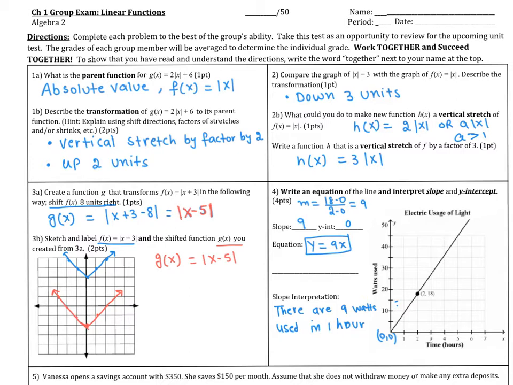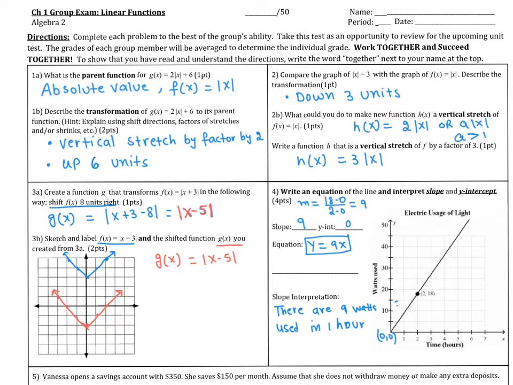So if the parent function is f(x) = |x|, then the 2 in the front means that it's a vertical stretch by a factor of 2, and this 6 means that it is up 6 units.